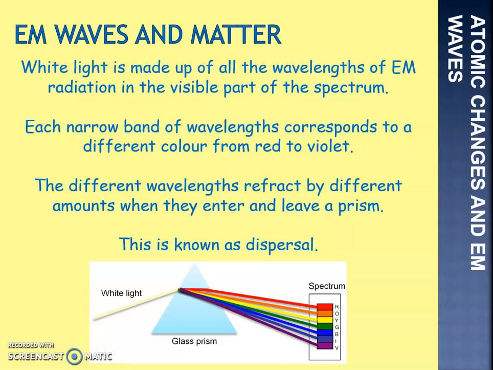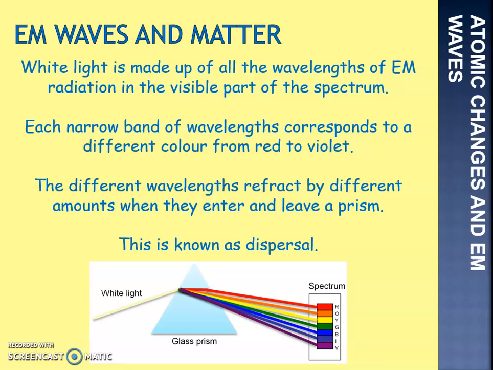White light is made up of all the wavelengths of electromagnetic radiation in the visible part of the spectrum. Each really narrow band of wavelengths corresponds to a different colour from red all the way to violet. The order of those is red, orange, yellow, green, blue, indigo, violet.